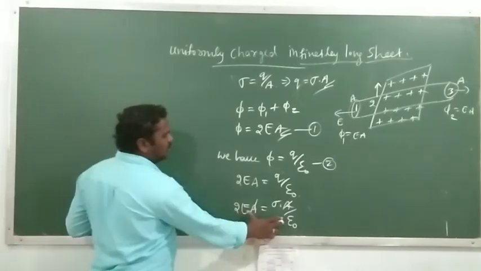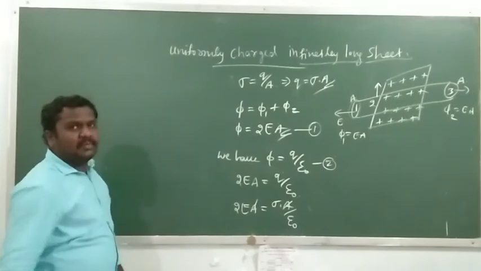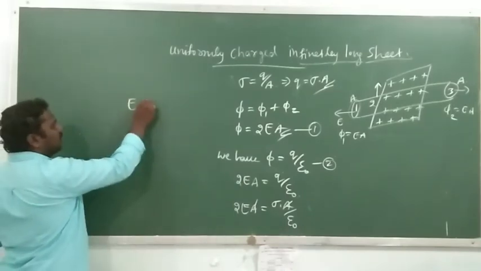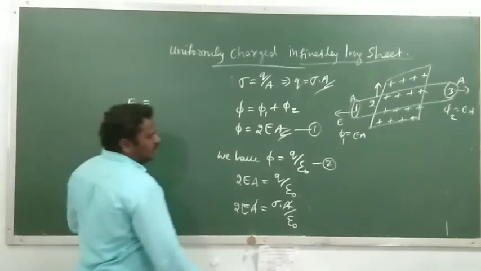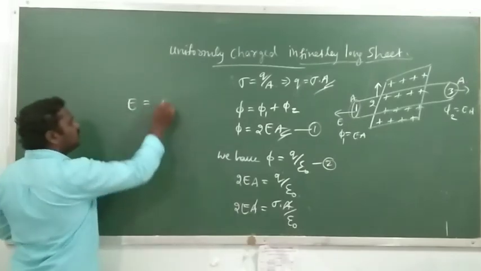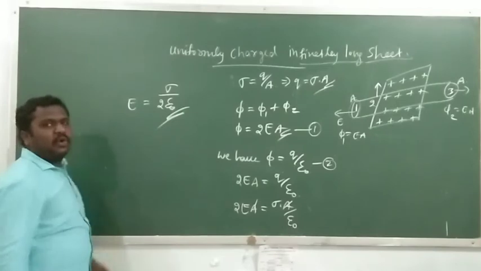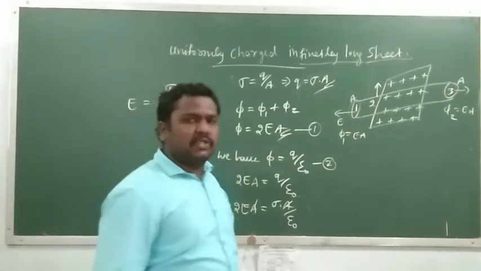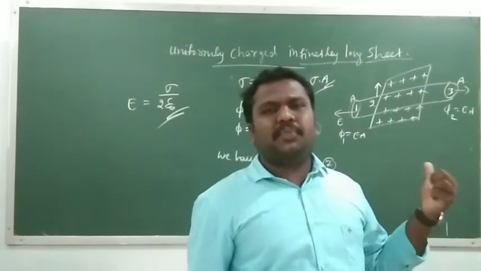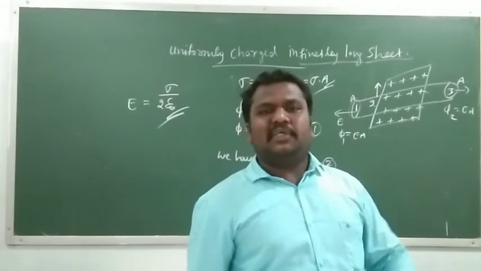Our intention is to find the expression for electric field due to a uniformly charged infinite plane sheet. Therefore the electric field E is equal to sigma, with the 2 taken to the denominator. So E is equal to sigma by 2 epsilon naught. This is the expression for electric field due to a uniformly charged infinite plane sheet.